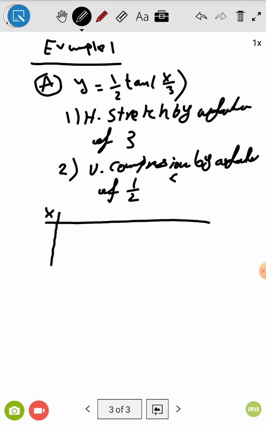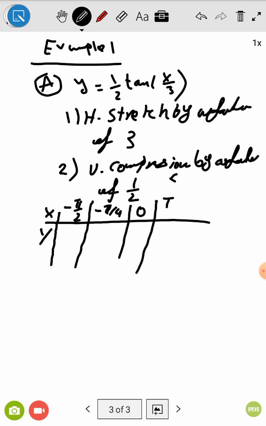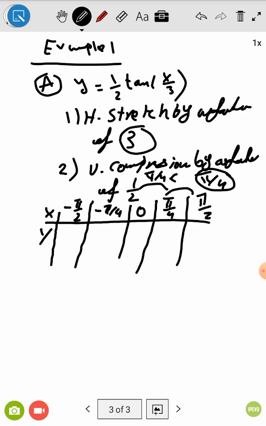Now remember the parent table. I will do it precisely and very easy. Do you remember we start from minus pi out of 2, minus pi out of 4, 0, pi out of 4, pi out of 2. Please take care about the step. The step is pi out of 4 from each point to another. If you remember, in the sine and the cosine the step in the parent was pi out of 2. Here the step is pi out of 4. So now when you have a stretch or compress, the step is going to change because we are going to multiply it by 3.